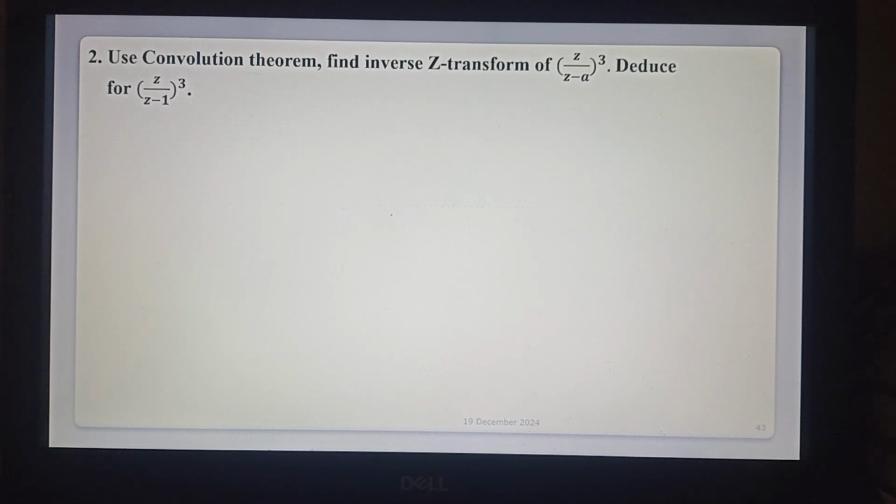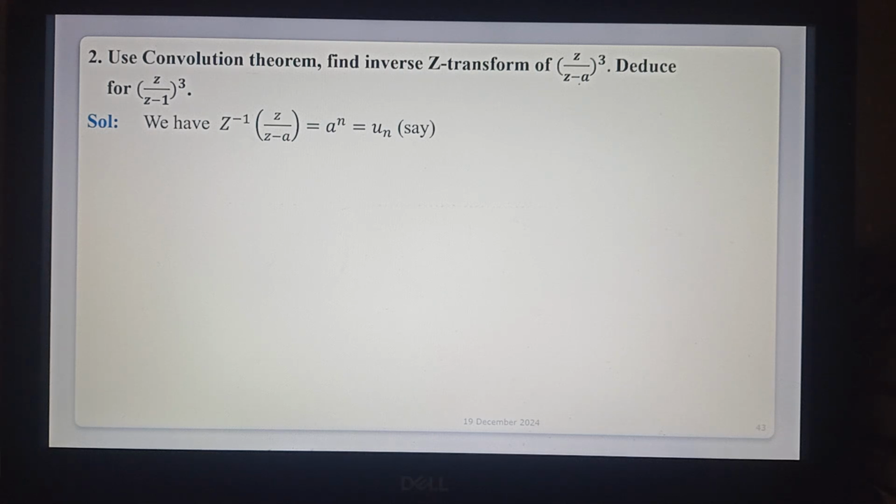Next one: use the convolution theorem to find the inverse Z transform of z by (z minus a) whole cube, and hence deduce it for z by (z minus 1) whole cube. Here the function is z by (z minus a) whole cube, which is a product of three functions: z by (z minus a) into z by (z minus a) into z by (z minus a). But by using the convolution theorem, we can take only the product of two functions.